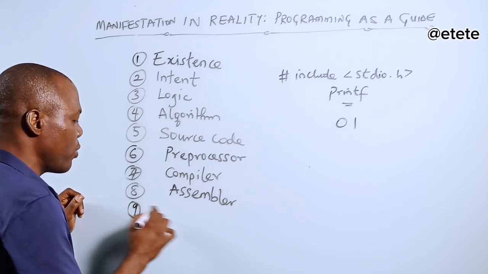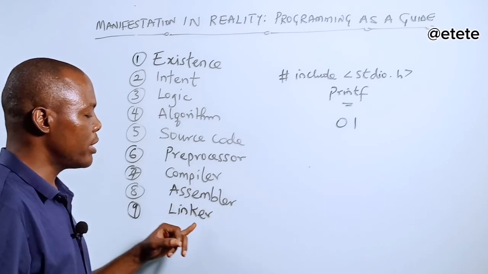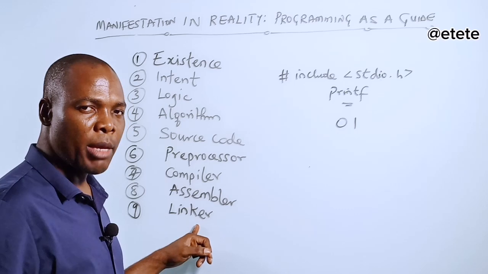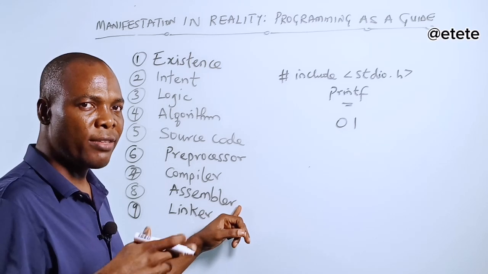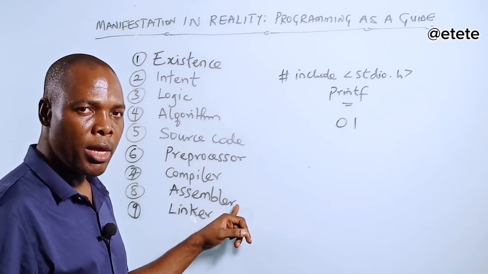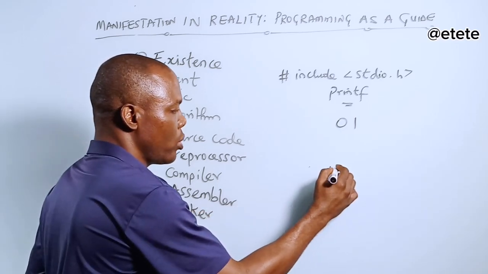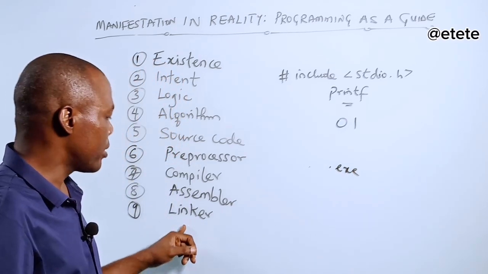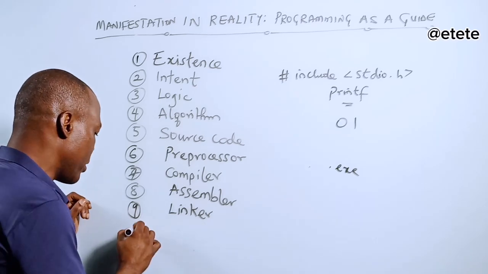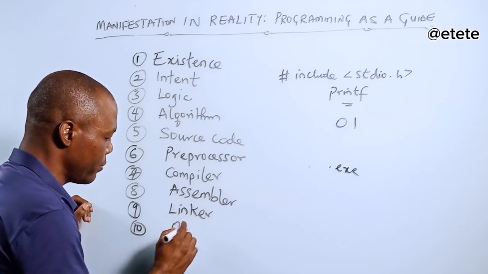Then you have 9, which is what? The linker. So what does this linker do? This linker is like a project manager, right? that helps to assemble that object file that has been created by the assembler with external libraries to create your .exe, which is what? Your executable file. All right, so that is what this does. Now, 10, we have the operating system. So let me write it in full.